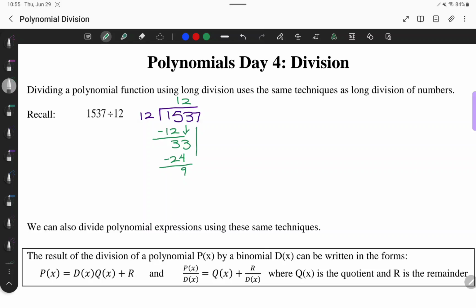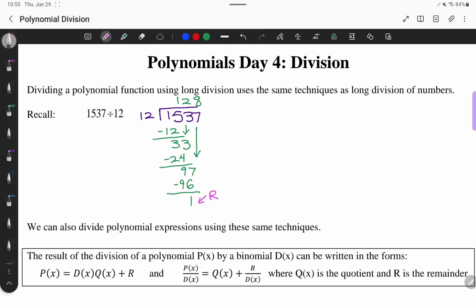This time I'm going to bring down the 7, so 97, and again, how many times does 12 fit into that? If it goes in 8 times, that would be 12 times 8 is 96. Subtract the 96, we have a 1. Now at this point, you would either keep going or identify your remainder. In our case, we are going to identify the remainder. I'm going to call that R.